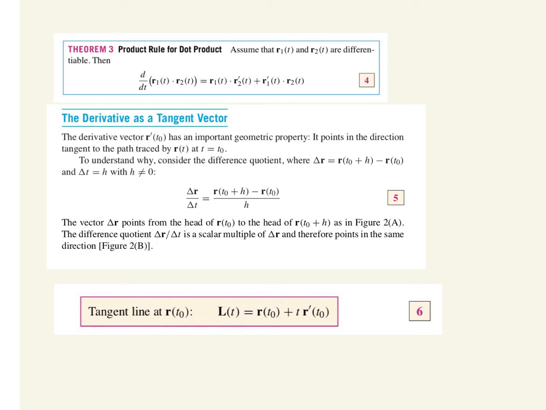Moving down here, again, it is repetitive because it's the same concept. If we have the change in r over the change in t, we have that really small change, which is virtually 0, over the change h, which is virtually 0, will give us our slope. And that's what we're headed towards. We can come up with our tangent line, L of t, where we do r of t0, which is our initial, plus t times r prime, which is our slope.